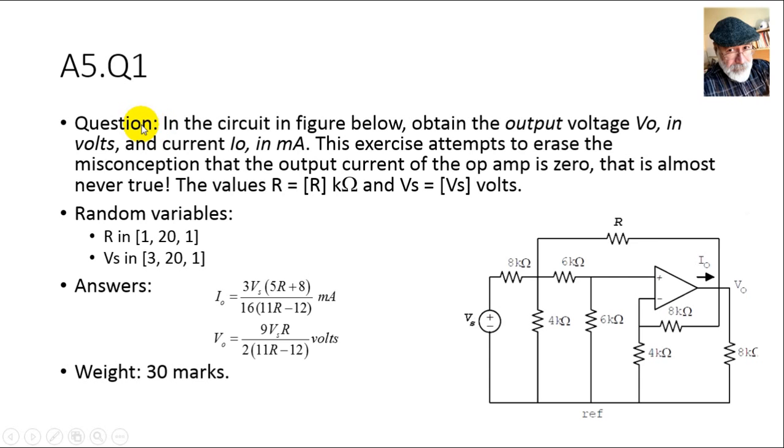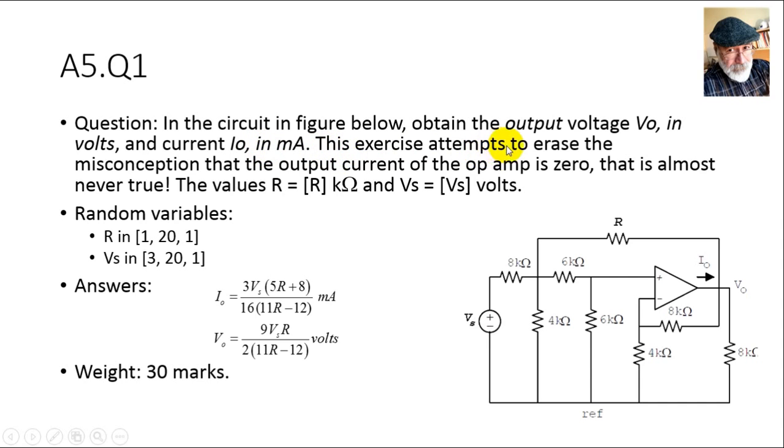Let's read the question. In the circuit in the figure below, obtain the output voltage V0, this voltage here, in volts, and the current I0 in milliamps, this current. Observe, in WeBWorK, every time you ask the student to find a value, you need to specify in what units, to simplify the life of the programmer of WeBWorK. Enter V0 in volts and the current I0 in milliamps.